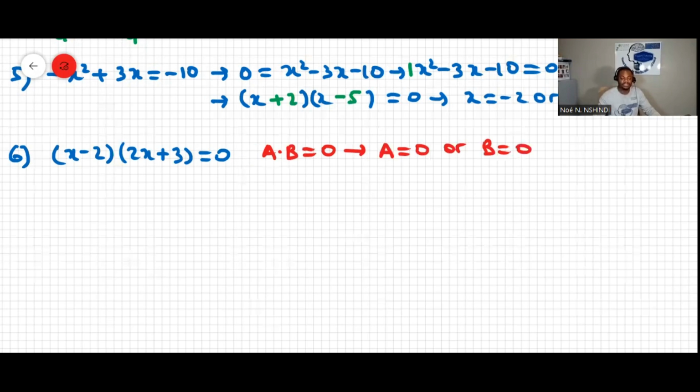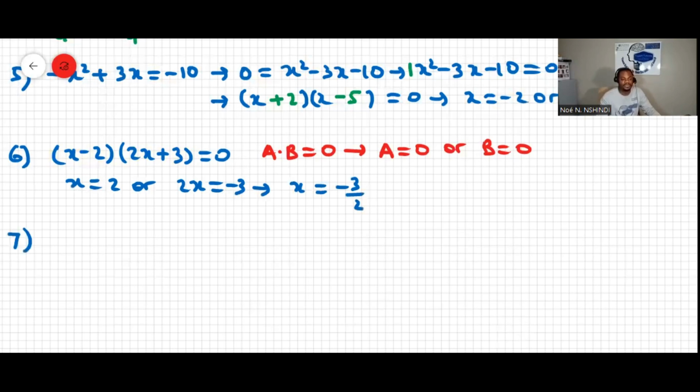So in order to have a 0, either this one is 0, because 0 times whatever will be 0, or this other one is 0, because whatever times 0 is 0. So x minus 2 is 0, which means x is equal to 2, or 2x plus 3 is 0, which means 2x equals negative 3, which means x will be equal to negative 3 over 2. Okay, that was question 6.